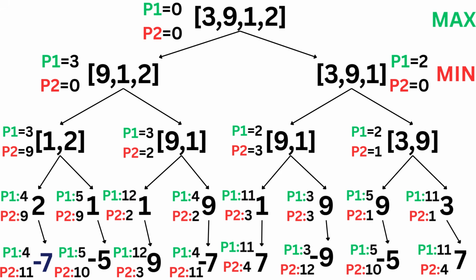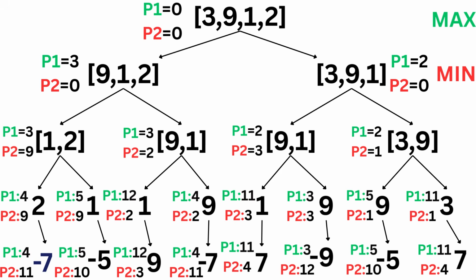Finally, in the last level, when all coins are taken, we will calculate the utility value by subtracting the min score from the max score. So at the leftmost node, the max value, or player 1's value, is 4 and the min value is 11. So 4 minus 11 is negative 7.